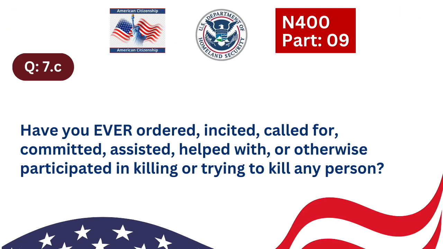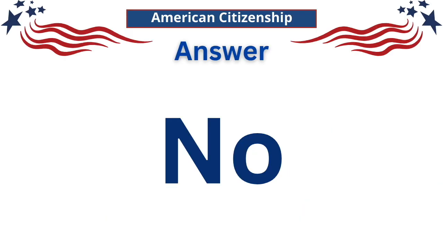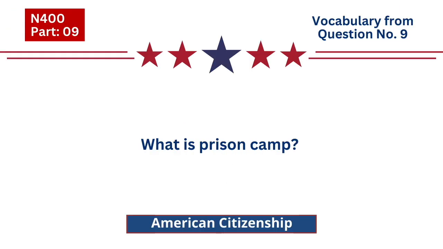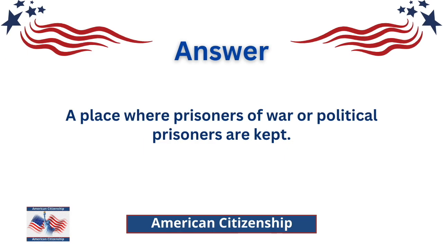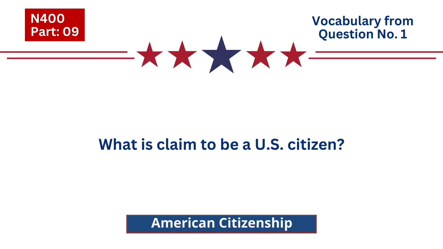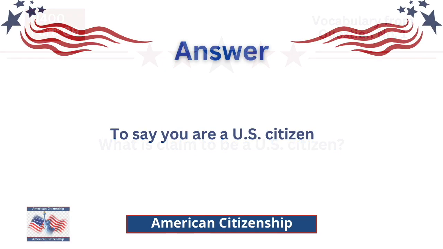Have you ever ordered, incited, called for, committed, assisted, helped with, or otherwise participated in killing, or trying to kill any person? No. What is prison camp? A place where prisoners of war or political prisoners are kept. What is claimed to be a US citizen? To say you are a US citizen.